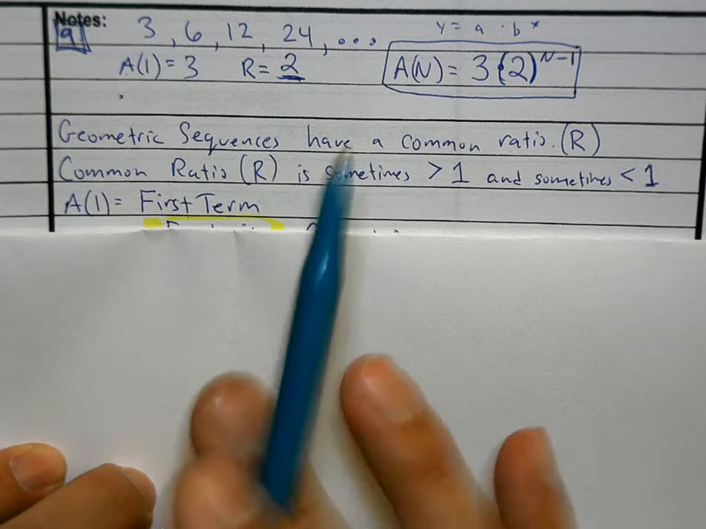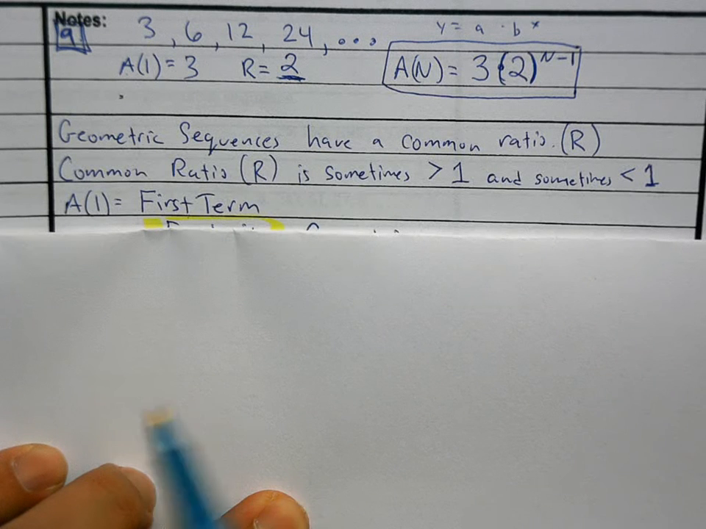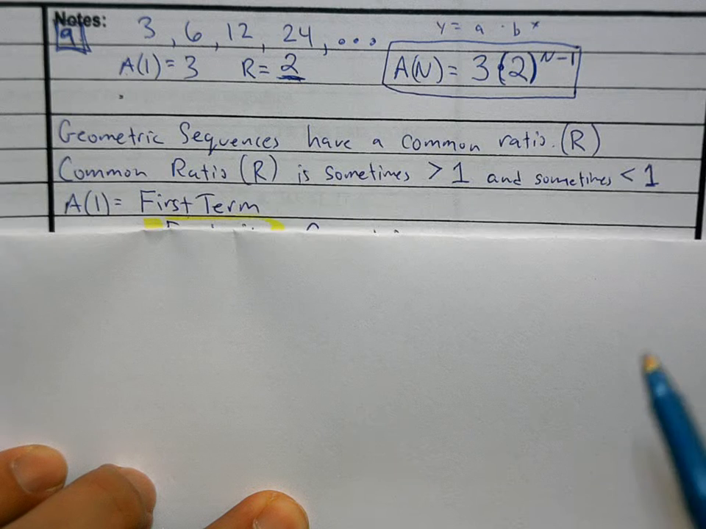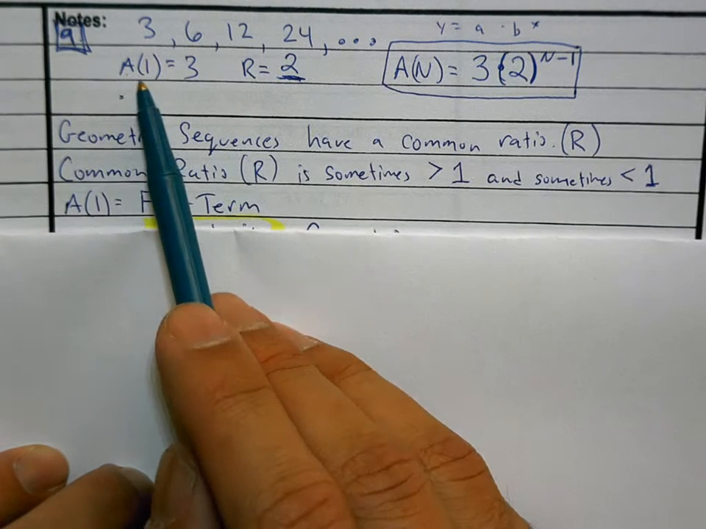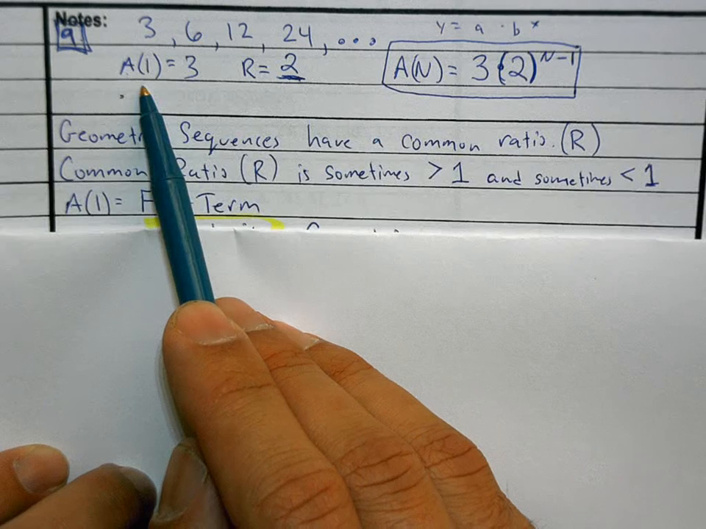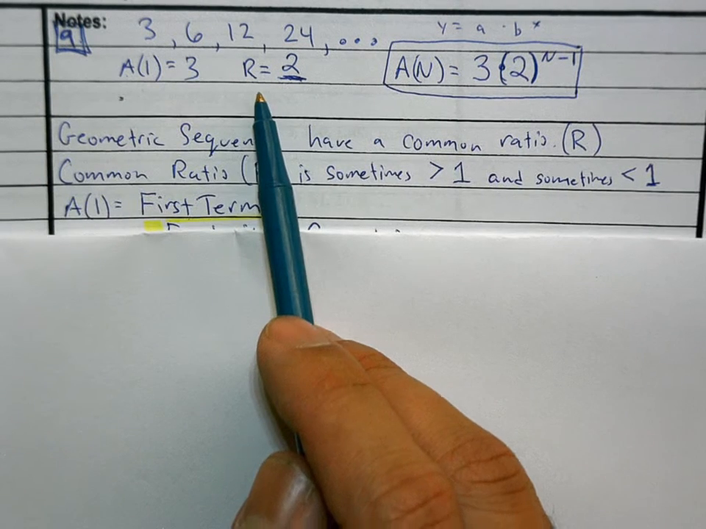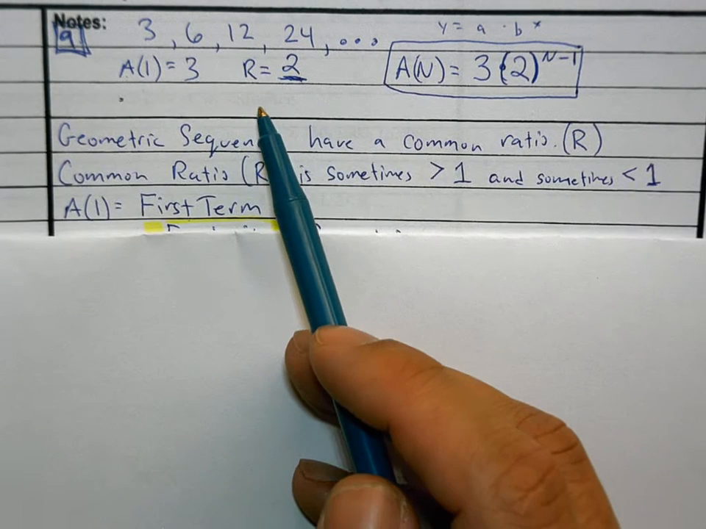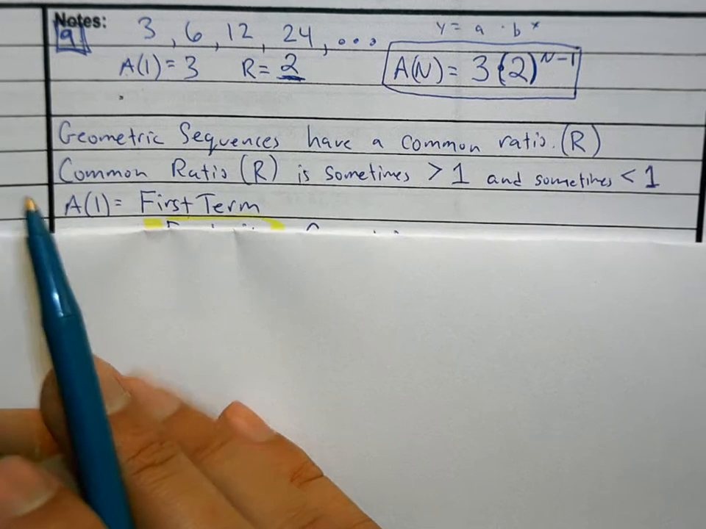What's nice about this particular section is that a lot of you will be able to do this if you know these 2 things. If you know what A of 1 is and you know what R is, you're going to be able to write a geometric sequence.